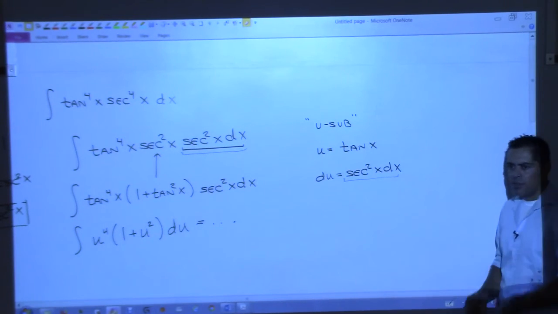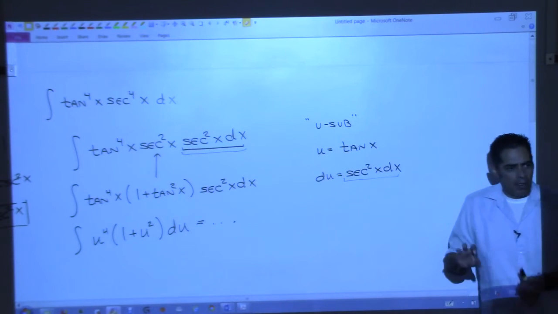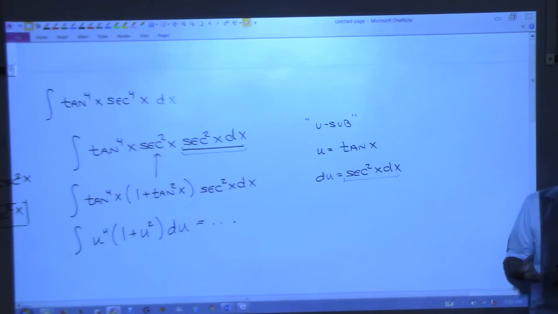So a slightly different sort of technique there. We peel off a secant squared, take advantage of the fact that the derivative of tangent is secant squared. We good? So what do we do if we get odd? Let's see what happens if we get odd.